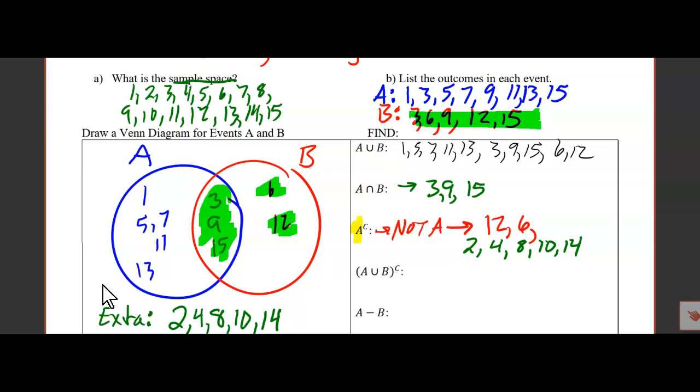So A union B complement. A union B complement would then be everything that is not in A or in B, and that would be just the extra set.